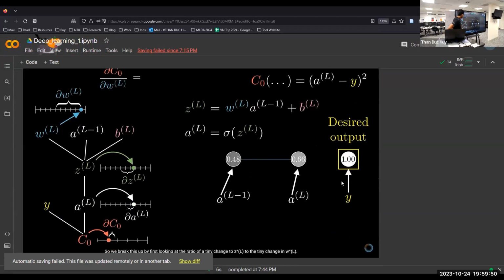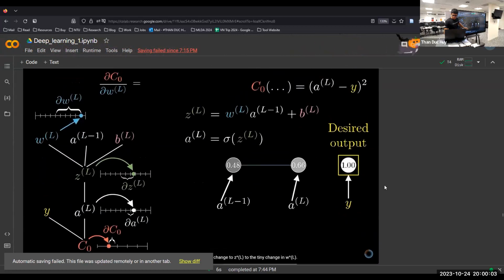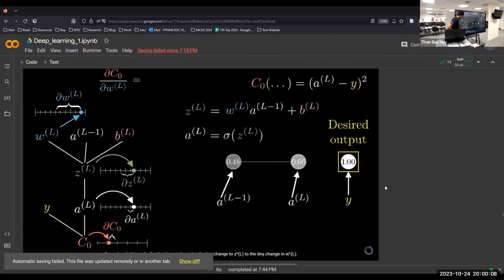Okay, so how do we do it? We use something called the chain rule, but before that, okay, we have a loss function. And when you tweak this part by a small amount, what happens? What is the loss function? This part is the output of the loss function, as you can see here.